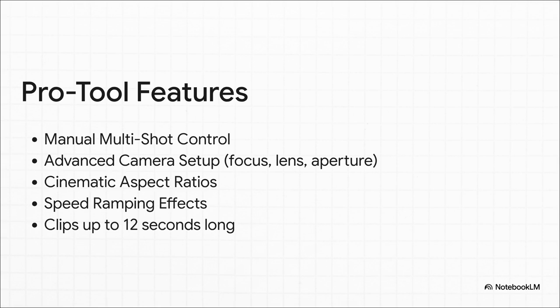We're talking things like advanced camera settings. You can actually set the focus, the lens, the aperture. You get those cool cinematic aspect ratios. You can do complex effects like speed ramping. Plus, you can generate longer clips and even start building entire scenes with multiple shots. It's really about controlling every single detail of that final video.